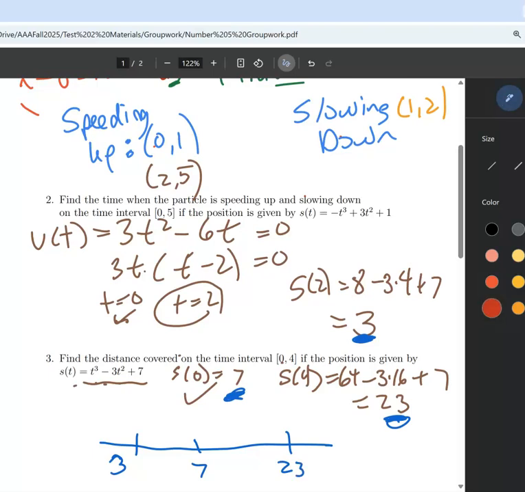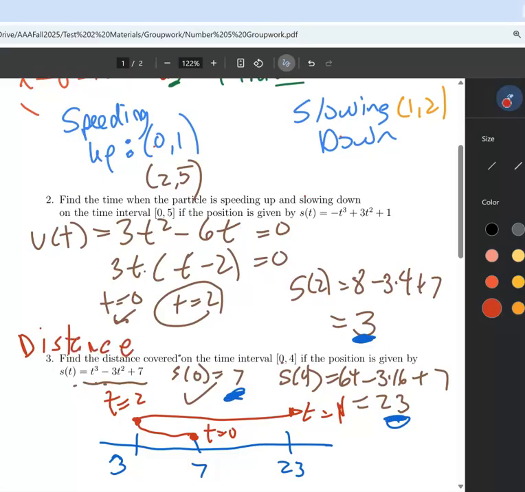Okay, so now let's identify where the times are. So it's at 7 at time 0, and then it moves to this point of 3 at time 2, and then it goes over to here at time 4. So it goes here to here. So now the distance is the actual number of footsteps covered. So the number of footsteps between here and here, well, that's 4 footsteps, right? And then the number of footsteps between here and here, that would be 20. So there'd be 24 units covered.